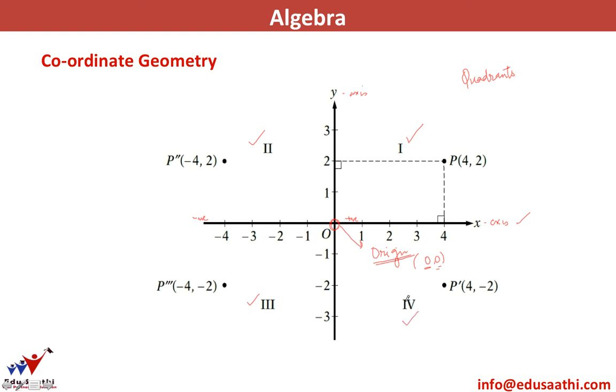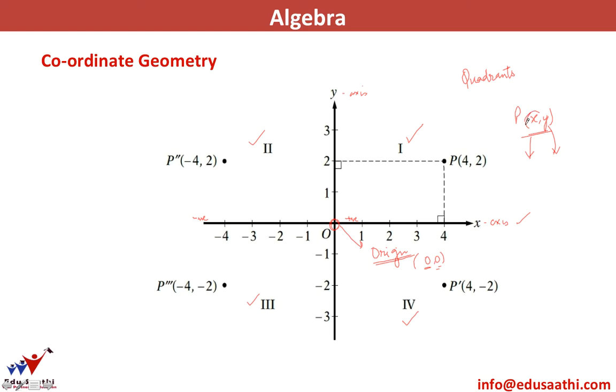Now whenever a point is marked in these coordinates, it is always written as an ordered pair XY. Now if a point P has to be marked, it will be written as P(X, Y). Here, this X would refer to X coordinate and the second one would refer to Y coordinate.